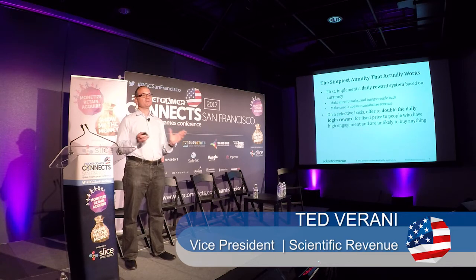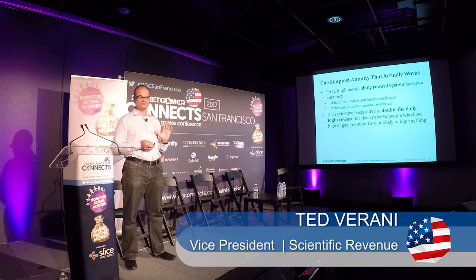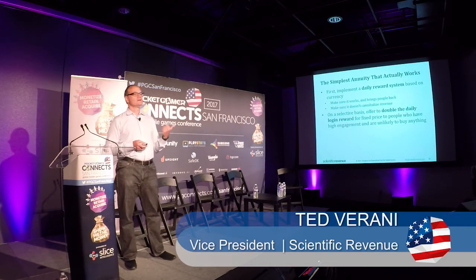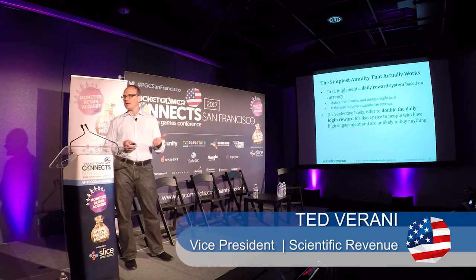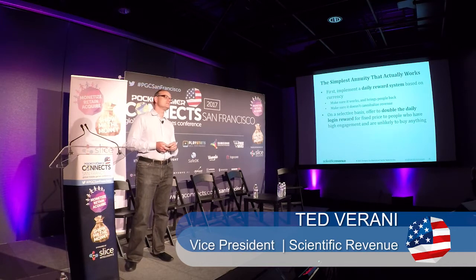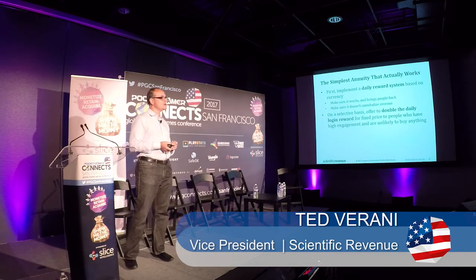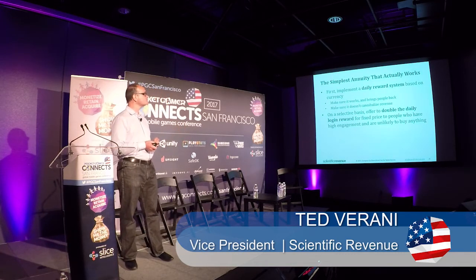So here's an example of the simplest annuity that you can do very easily, and I'll talk about a more complicated one a little bit later. First, a key requirement: if you don't have one already, implement the daily login reward. The good thing is that the code you're going to use for a daily login reward is more or less going to be reused for your annuity or your VIP, whatever you want to call it.